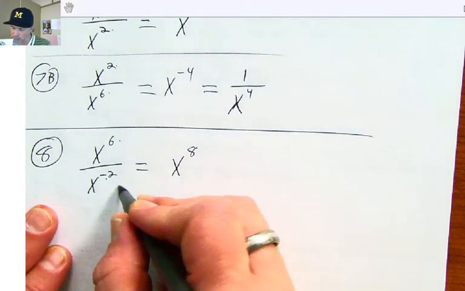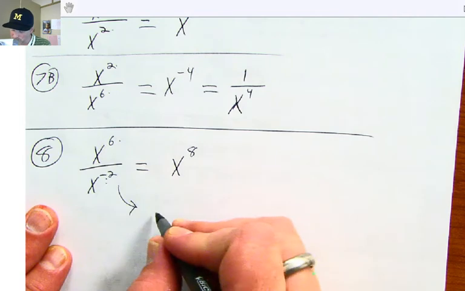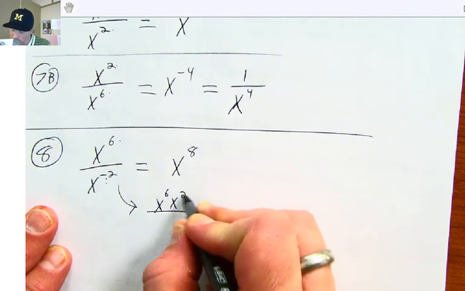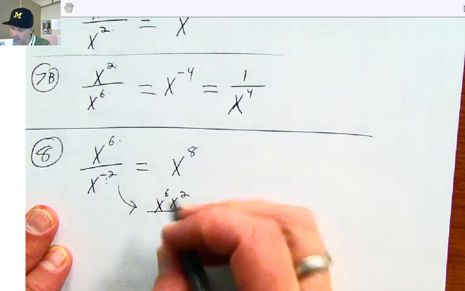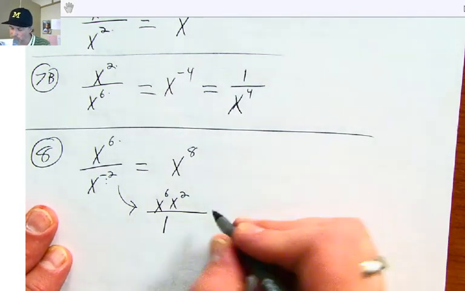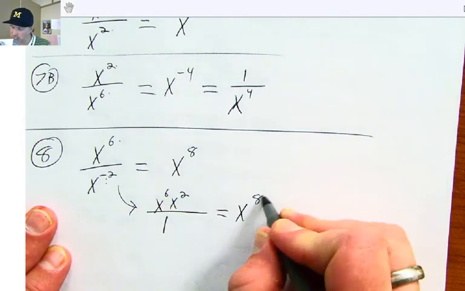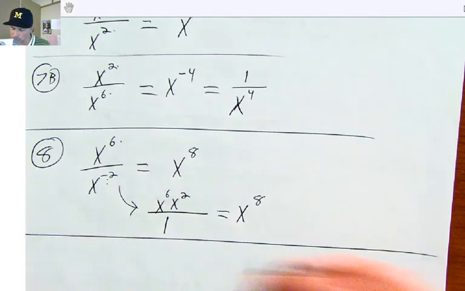Another way of thinking about it. I don't like negative exponents, so I could move the x to the negative 2 up to the numerator, and there's nothing left in the denominator, so it just becomes over 1. And then x to the 6 times x squared, it's x to the 8. So it's another way of thinking of the same problem. Number 9.